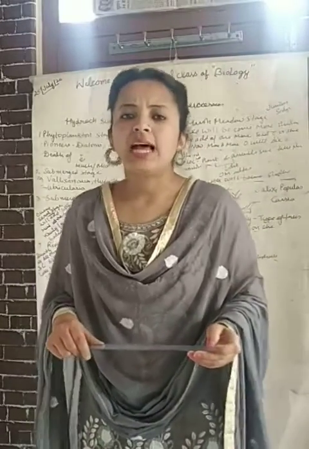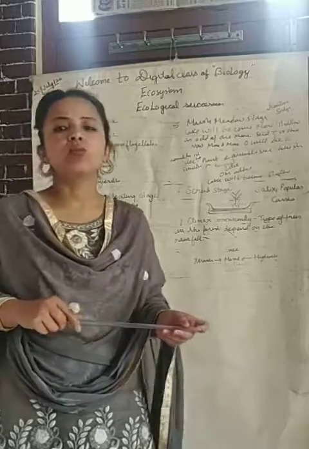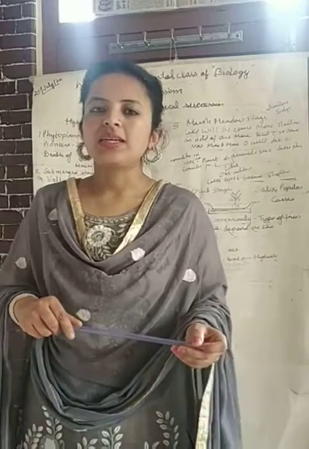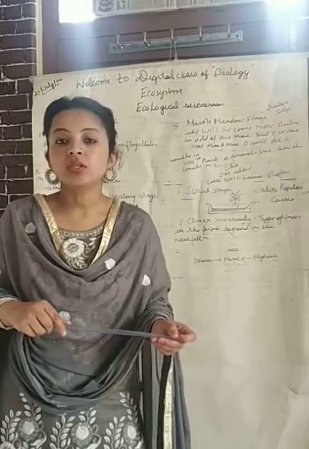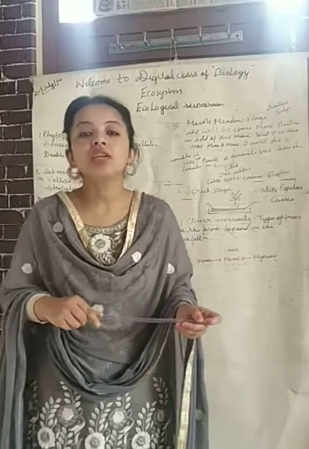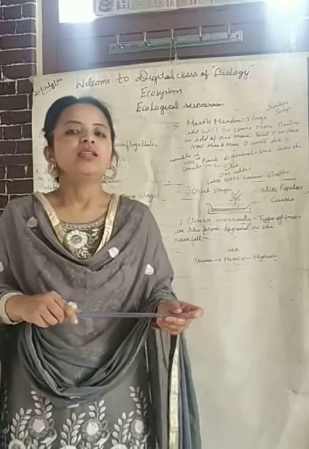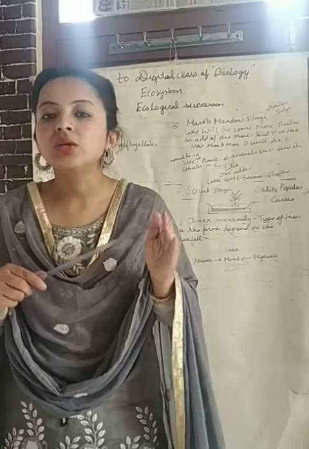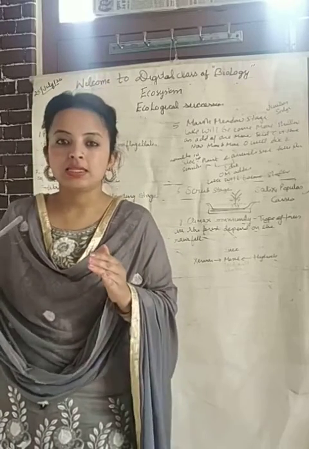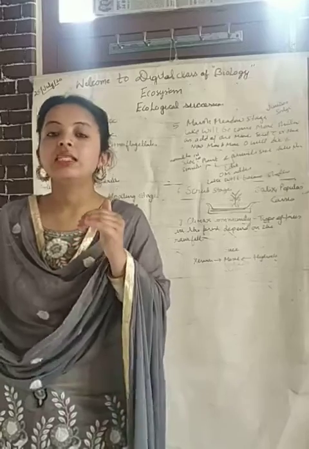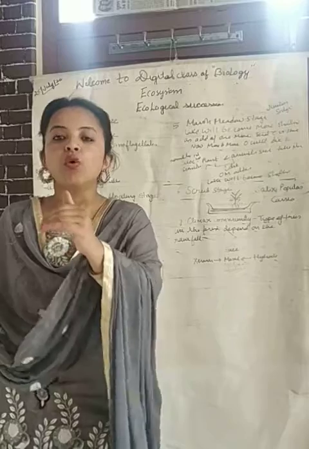As you all know, we are studying the chapter Ecosystem, and in it we are studying a topic named ecological succession. In that, I have told you how the composition of an ecosystem changes. Yesterday I told you about xerosphere, that is, how changes took place in a xeric condition. Today I will tell you how the changes will occur in your water bodies.